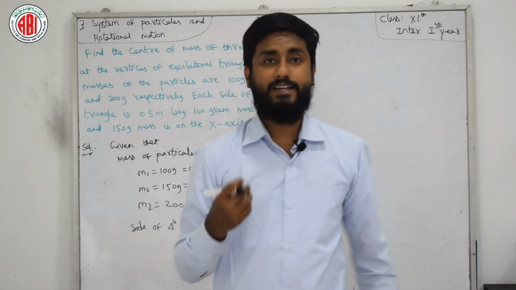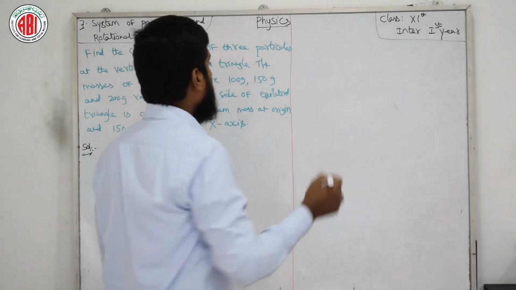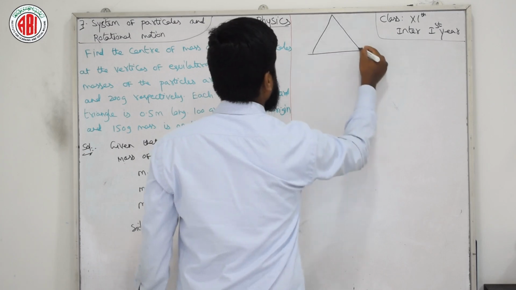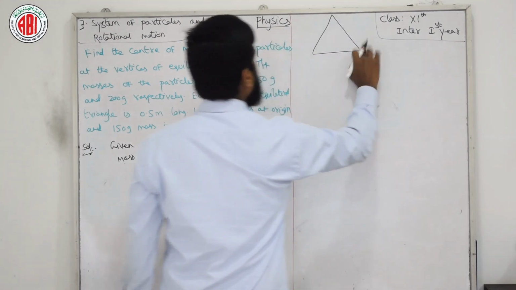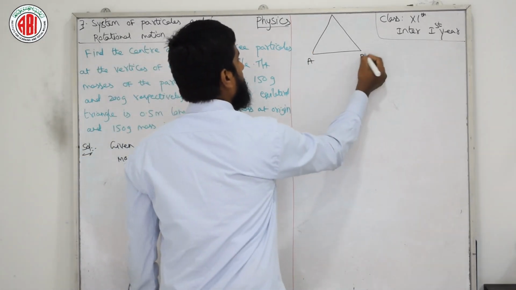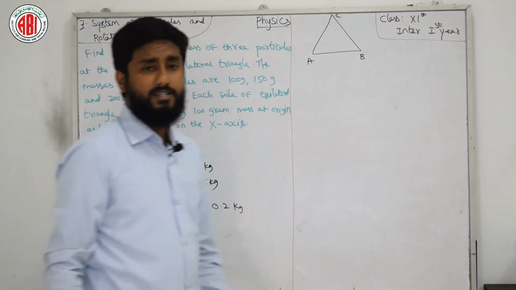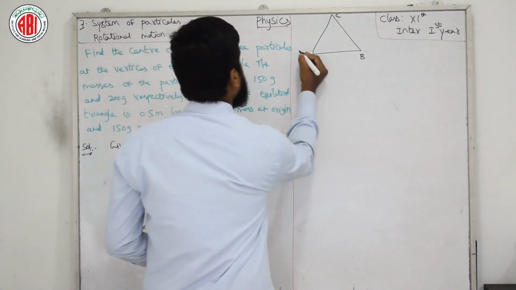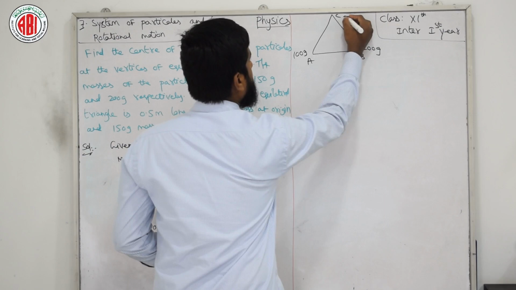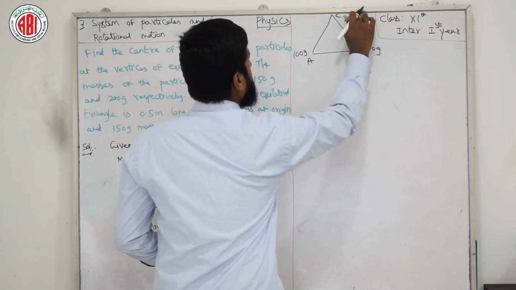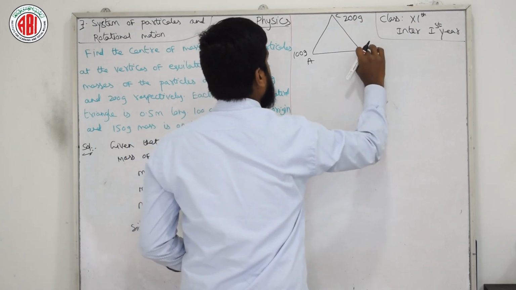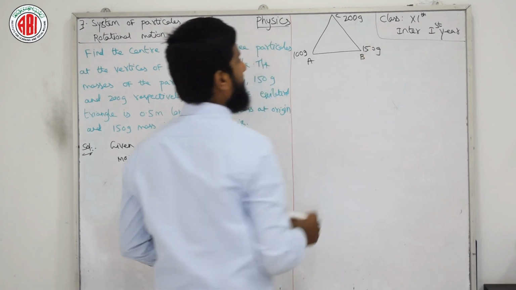Now I am drawing one triangle, as you can see here. We are considering an equilateral triangle, and for this triangle I am giving names A, B and C. ABC are the vertices, where here we have 100 gram mass, here we have 150 gram mass, and here we have 200 gram mass, because it is given 100, 150 and 200 gram.